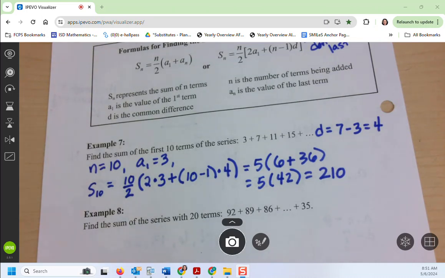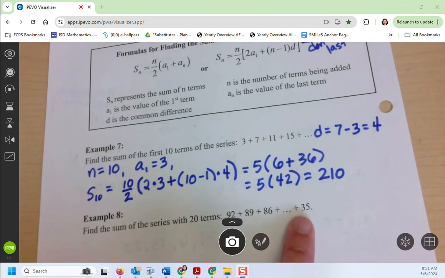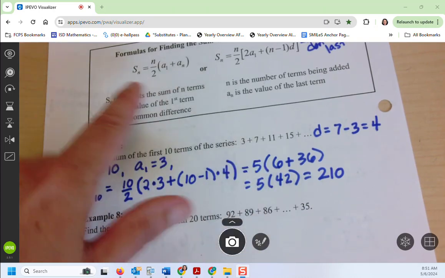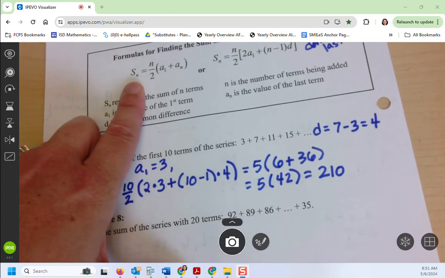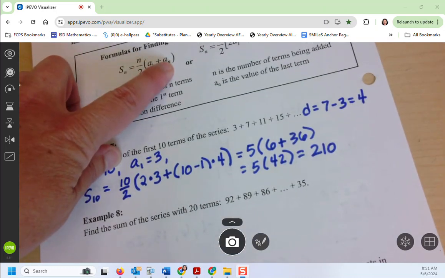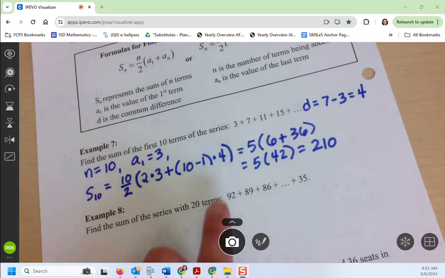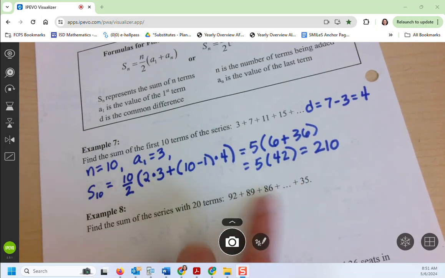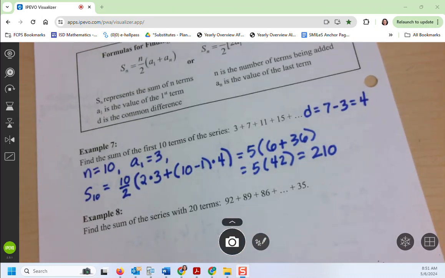All right, in example 8, they do give you the last number, so you can use the easiest formula, this one. So I want you to try now to identify n, a sub 1, and a sub n, and then use this formula to find the sum of this series. Notice they call it a series when you find the sum, and they call it a sequence when you're just trying to find the numbers in the pattern.